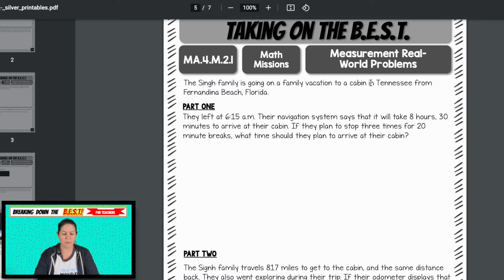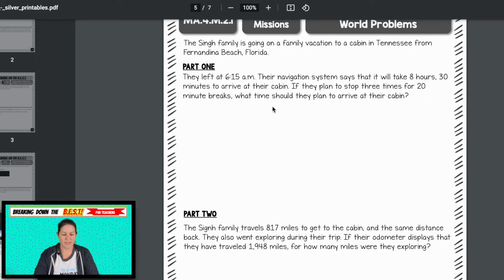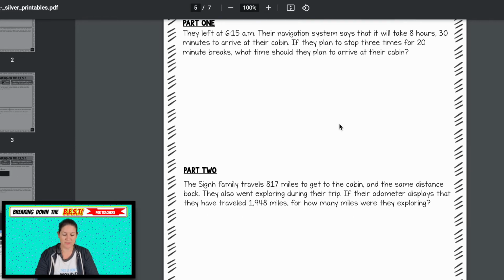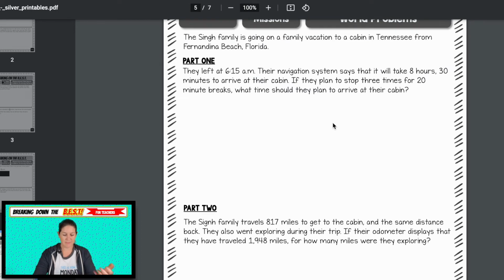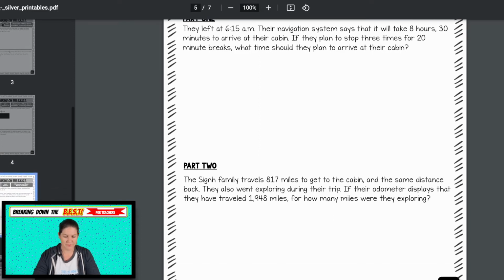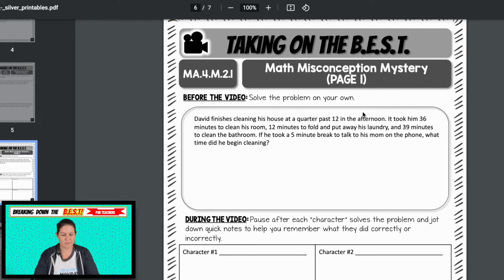So these are measurement real world problems. So this says that a family is going on a vacation to a cabin in Tennessee from Fernandina Beach in Florida. They left at 6:15. It's going to take 8 hours and 30 minutes. So they will cross over from AM into PM with 20-minute breaks, stopping 3 times, all that stuff. So it's a lot of incorporation of time, and then down here we're involving the distance there. Super fun. All right, and then last but not least in your silver resources, you have the math misconception mystery sheet.